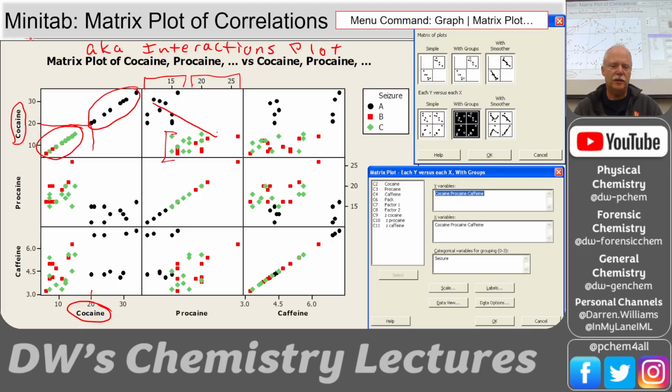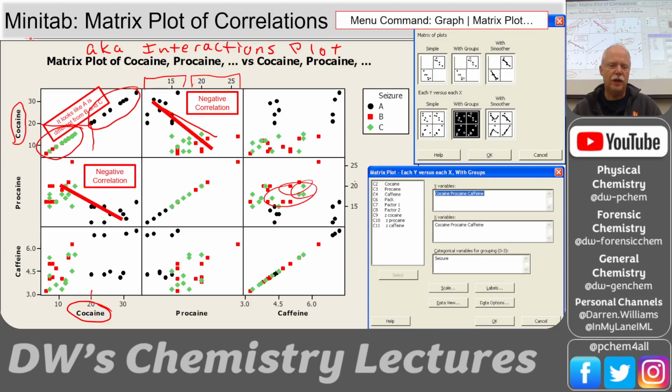There's really not much else to say. Here's the procaine by caffeine. You see it's kind of just a mishmash here. There really doesn't seem much correlation there. Okay, A and B and C are different. Negative correlation between cocaine and procaine.